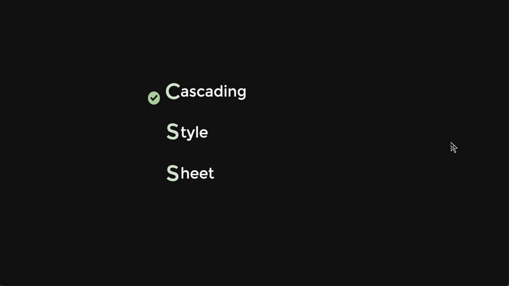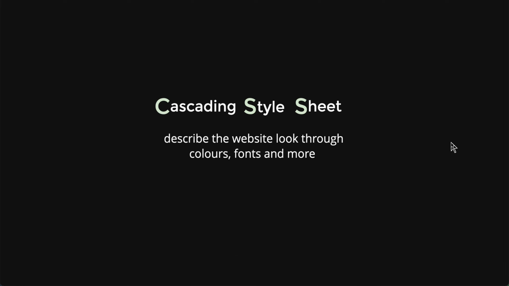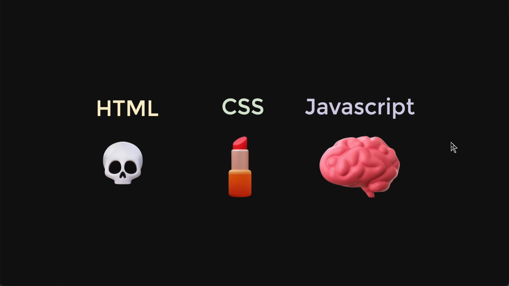Now you know a little bit about cascading. The next thing is what is style. Style is essentially how you control the look of the website, and sheet is basically that you can create this style in another file. So now you know cascading style sheet is essentially describing the website look through the colors, fonts and more through the CSS logic or the cascading logic. And now we know CSS.